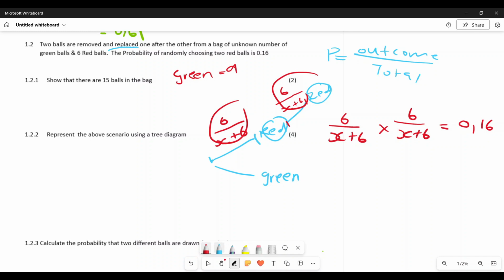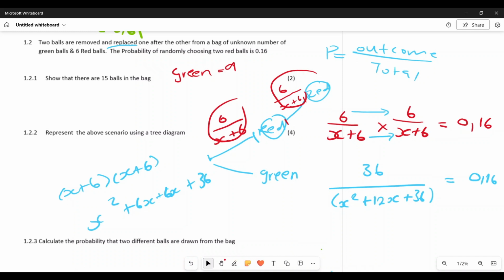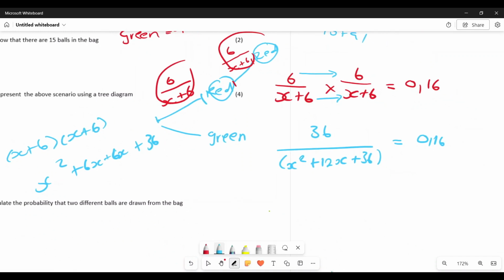Because here I have two fractions multiplying one another, I can multiply numerator with numerator, denominator with denominator. So I have 6 multiplied by 6, which is 36, all over x plus 6 multiplied by x plus 6. This is the same as x squared plus 6x plus 6x plus 36. So basically I have x squared plus 12x plus 36, and everything here equals 0.16. Remember, I'm trying to solve for my value of x, which represents my green balls.